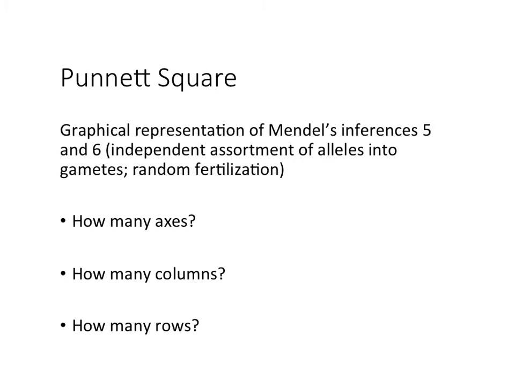Okay, so you need rows. So why are there only rows and columns? This is going to get a little bit philosophical. What is important about the number of axes? That is, why is it a square? What do you put on each axis of a Punnett square?